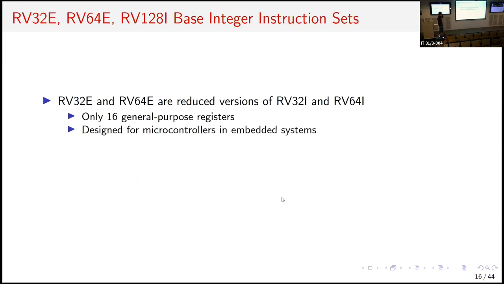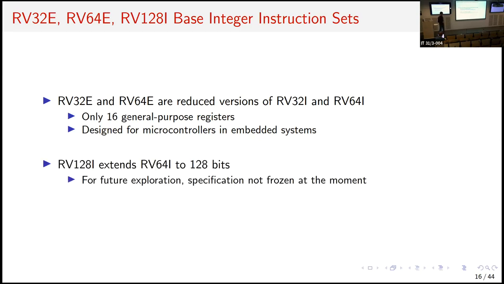Then we have three that I just have here for completeness. So we have E instructions, so they are reduced versions of the I base instruction sets. They just halve the number of registers, with the observation that for embedded systems, maybe that is enough to have 16. And it saves quite a bit of space for a simple chip. And because maybe 64 bit at some point is also not going to be enough, there is RV128i, which basically extends RV64i to 128 bit registers and also 128 bit load and store instructions. That's for future exploration.